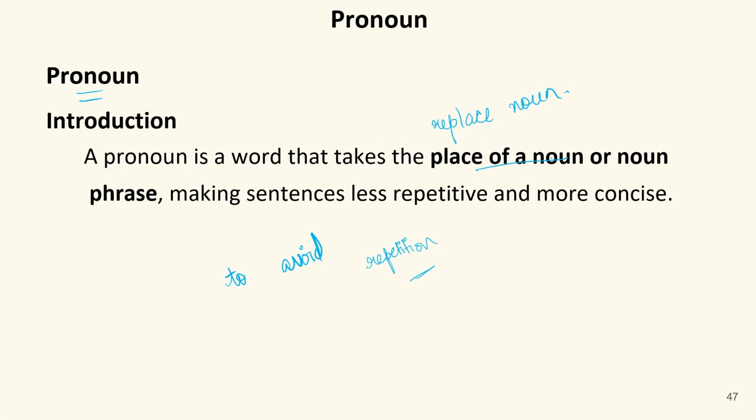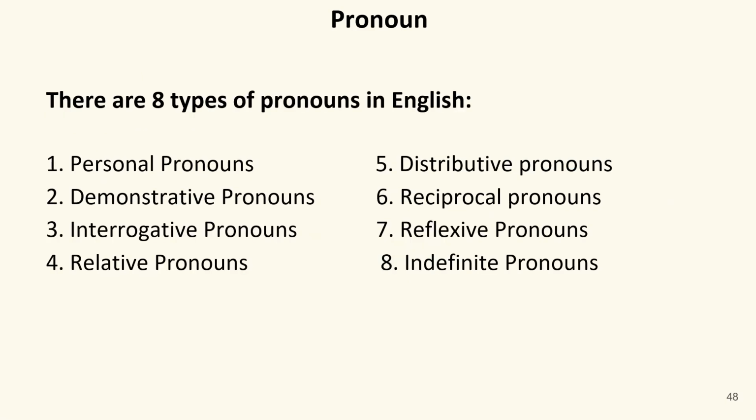A pronoun is a word that takes the place of a noun or noun phrase, making sentences less repetitive and more concise. Now, pronoun is divided into further parts. We have total 8 types of pronoun that we will read in this chapter. These types are very easy. In fact, this chapter is very easy and you will find sentences and questions of pronouns in your exam definitely.